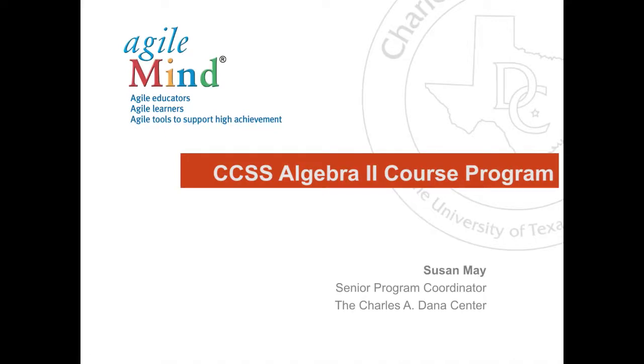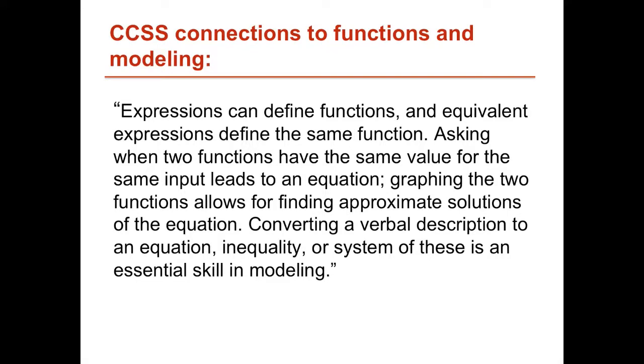Dana Center and would like to share with you some information about the Dana Center Agile Mind Common Core Algebra 2 course program. The Algebra 2 course program builds on students' work with linear and quadratic functions and equations in Algebra 1 and extends this work to different types of functions and problems involving those functions. The Common Core State Standards content standards make an explicit connection between functions, equations, and modeling.